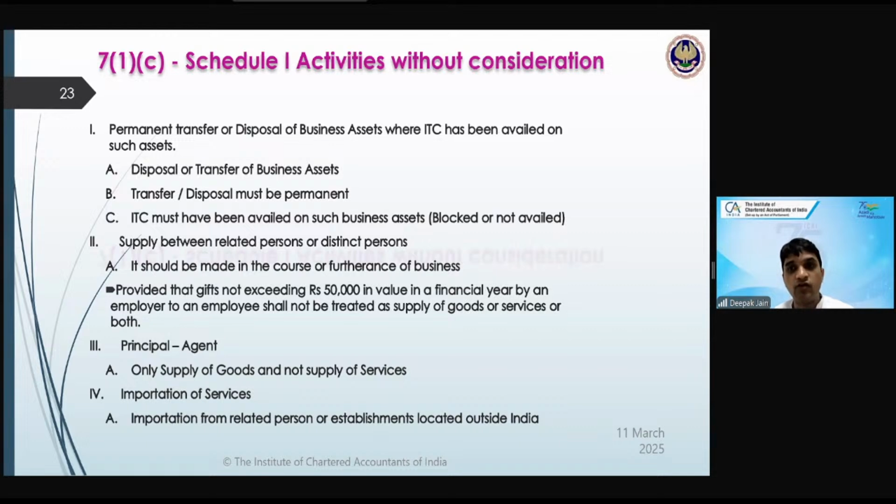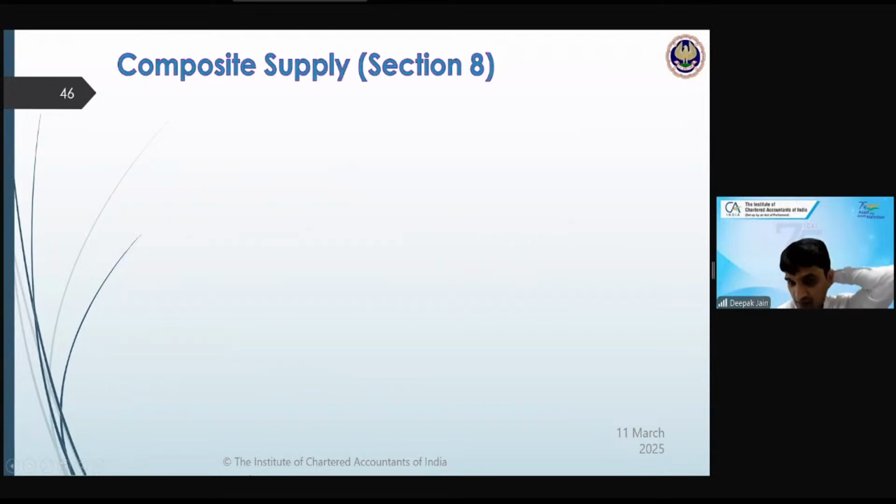Now let's come back to our topic, which is on Schedule 1, 2, 3 is completed. Now I was talking that there could be two types of supply. One is called composite supply and another one is called mixed supply. What is a composite supply and what is a mixed supply? So we will understand today the definition of composite supply, so that understanding mixed supply in the next class would become easier.